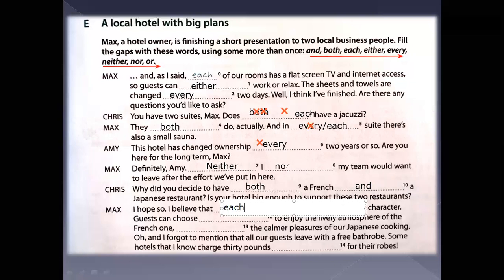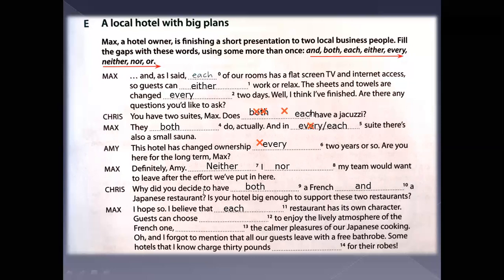Each or every, okay. Each restaurant has, each or every? Each. Which one is more general or more specific? Every is the more general one. So in this case, are you going to use the general or the specific? The specific. Talking about the French and the Japanese restaurant that he has in the hotel. So I believe that each restaurant has its own.